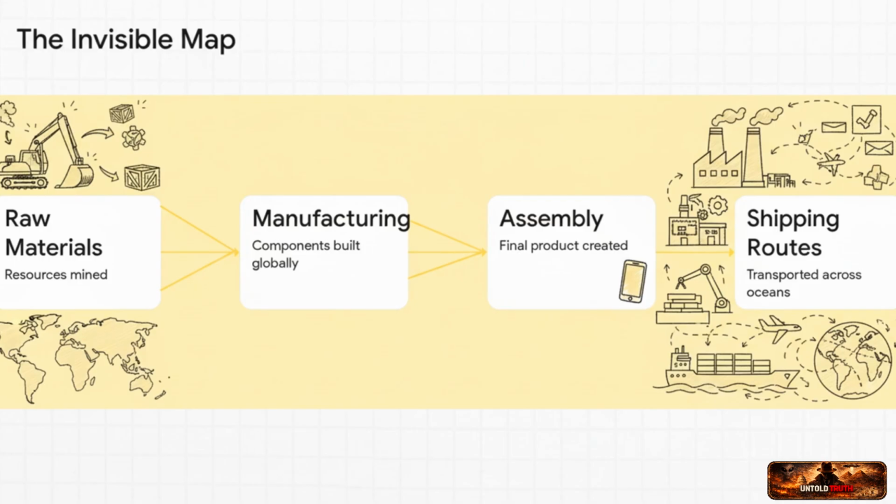Just think about the smartphone that's probably in your pocket. The lines that connect the mines in the Congo, to the factories in China, to the designers in California, and then the container ship routes that bring it to you. That is a true map of 21st century power.